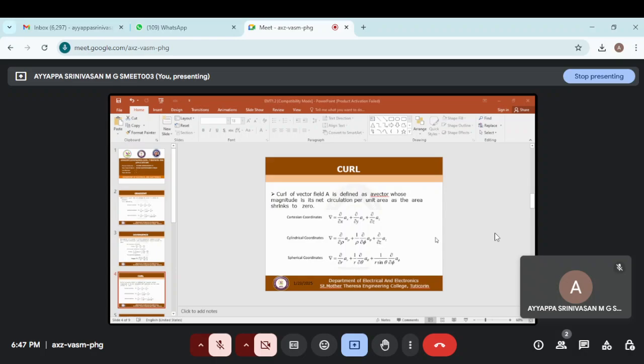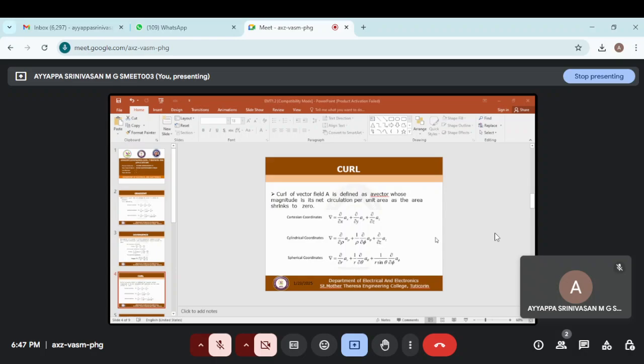So, in Cartesian coordinates curl is given as dou by dou x ax vector plus dou by dou y ay vector plus dou by dou z az vector. But in cylindrical coordinates, it is given as dou by dou rho a rho vector plus 1 by rho dou by dou phi a phi vector plus dou by dou z az vector. Whereas in spherical coordinates, it is given as dou by dou r ar vector plus 1 by r dou by dou theta a theta vector plus 1 by r sin theta dou by dou phi a phi vector.